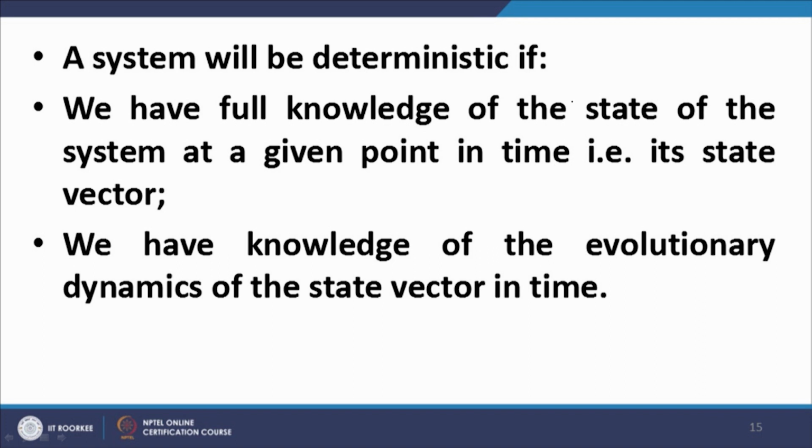That is the important thing, and therefore, we have full knowledge of the state of the system at a given point in time, the state vector, and we have knowledge of the evolutionary dynamics of the state vector in time. So, how the system is going to evolve in time, what are the physical laws, the financial laws, or other laws that the system is going to obey as it evolves in time, we have knowledge about that, and we have the initial conditions known to us. If you have information on both of these, then we can precisely predict, and the system would be deterministic.